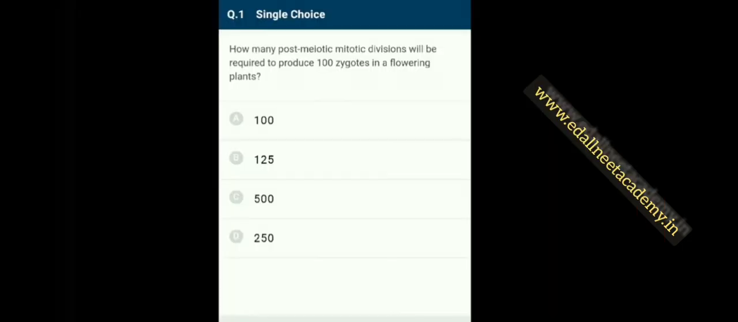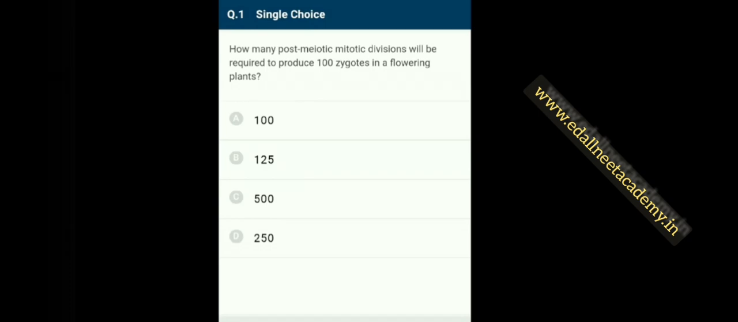Question number 1. How many post-meiotic mitotic divisions will be required to produce 100 zygotes in a flowering plant? A pollen grain is formed by meiosis in the pollen sac. It undergoes two mitotic divisions to form two male gametes. A megaspore is formed by meiosis in the ovule. It undergoes three nuclear divisions to form the embryo sac, which has one egg cell.